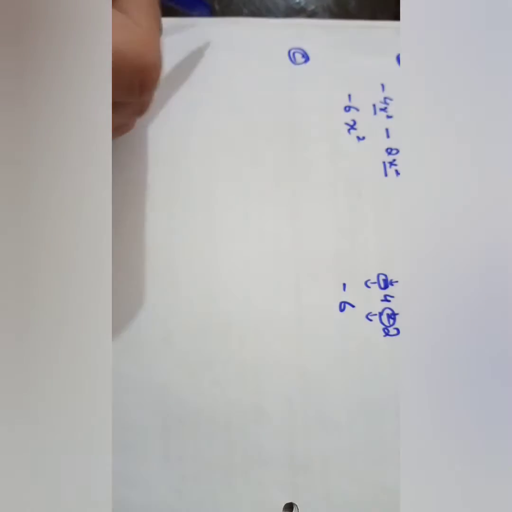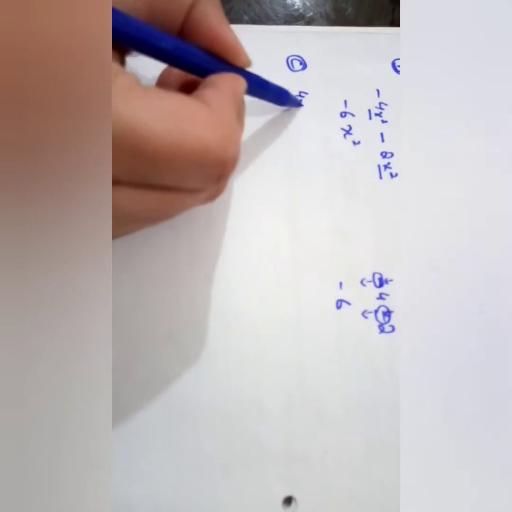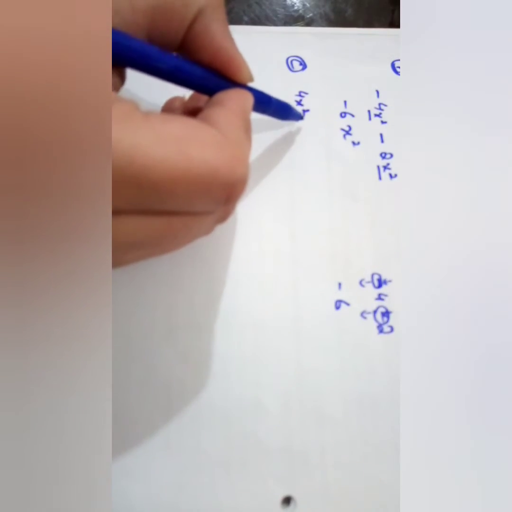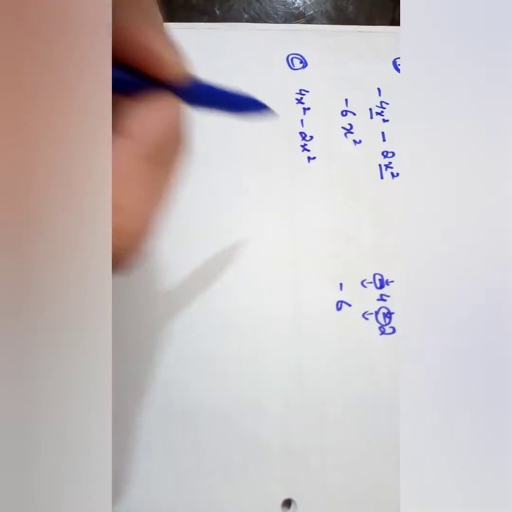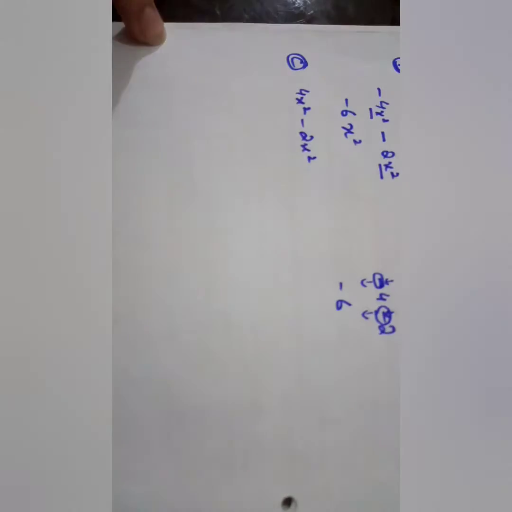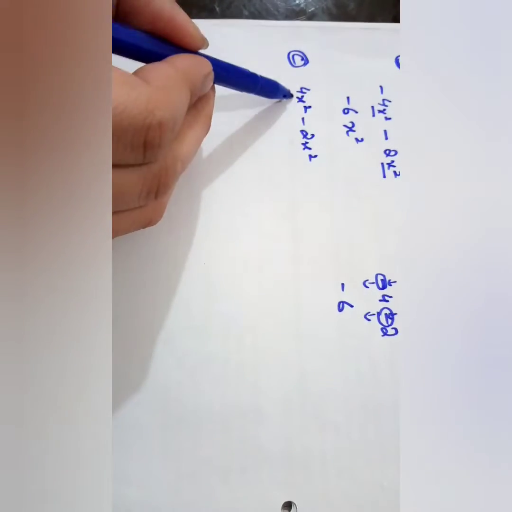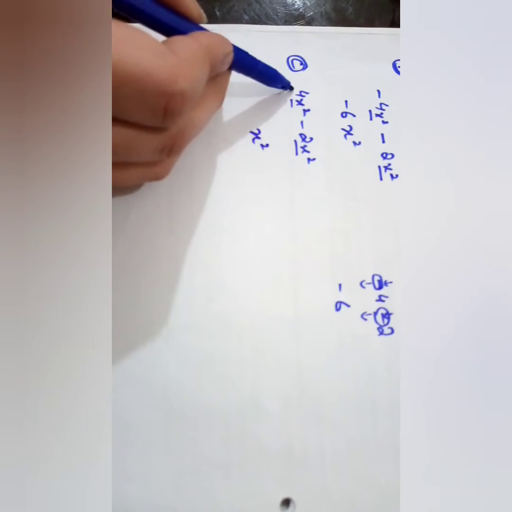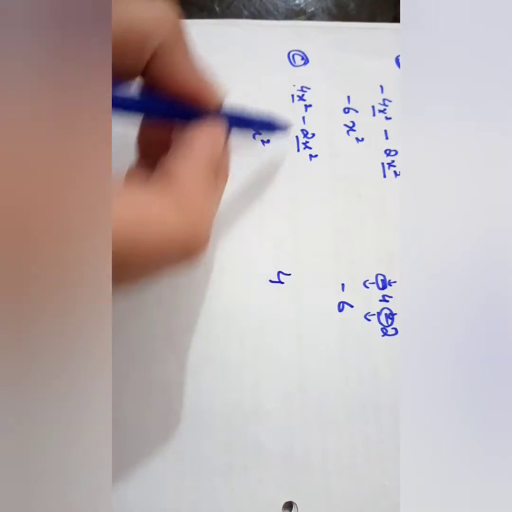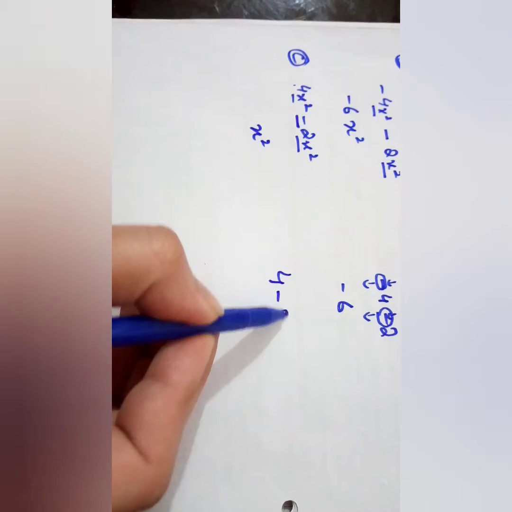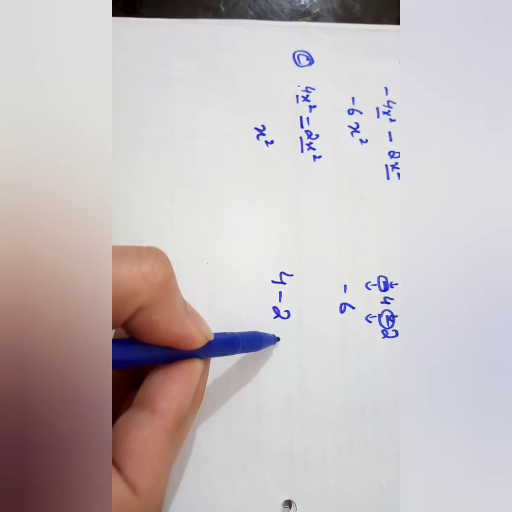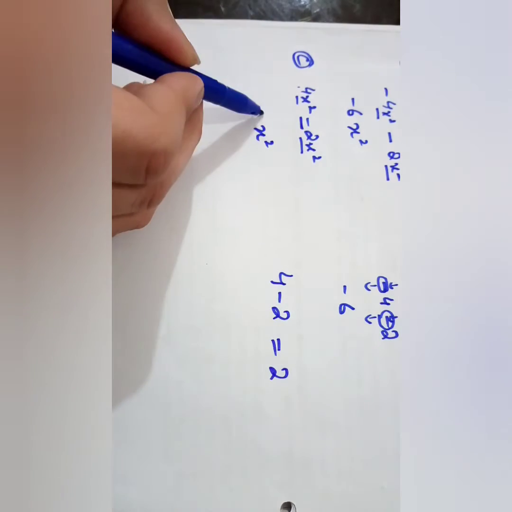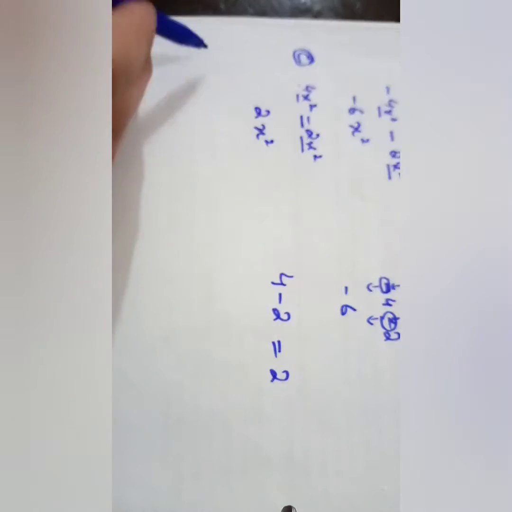Now move towards the part C. 4x squared minus 2x squared. Now students, check the variable. X squared, the variable same. Now we solve the coefficients. 4 and next is minus 2. So 4 minus 2 is equal to 2. So the coefficient will be 2x squared.